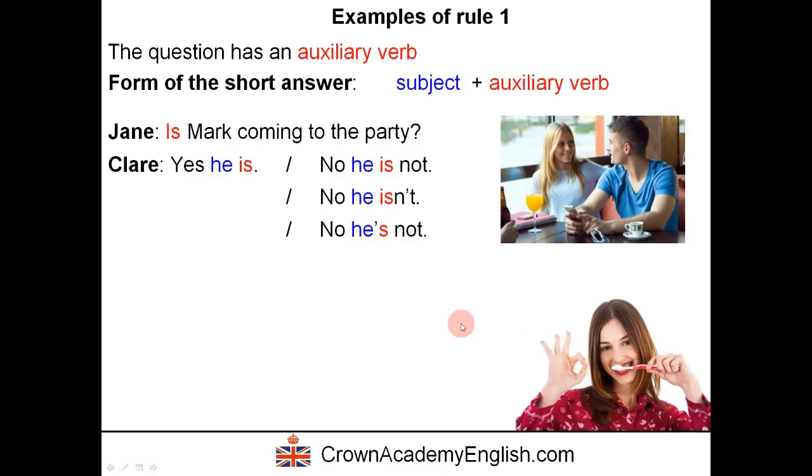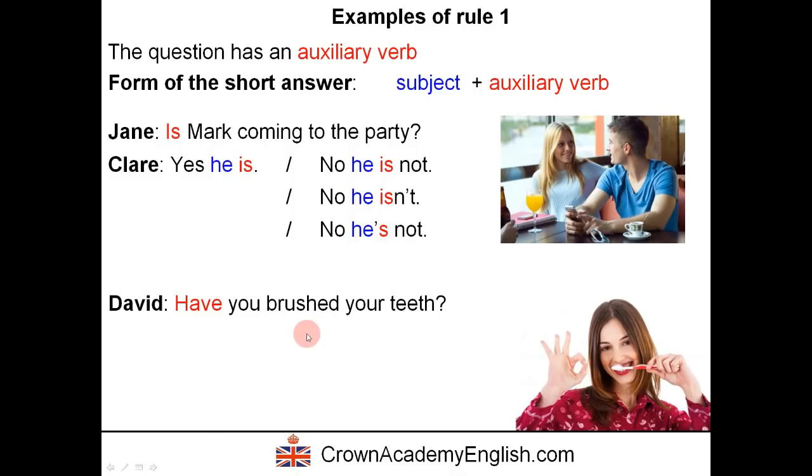Another example. Have you brushed your teeth? So this is a question in the present perfect. And the present perfect has an auxiliary verb. The auxiliary verb is the verb have. So it's have followed by the past participle. Have you brushed your teeth?